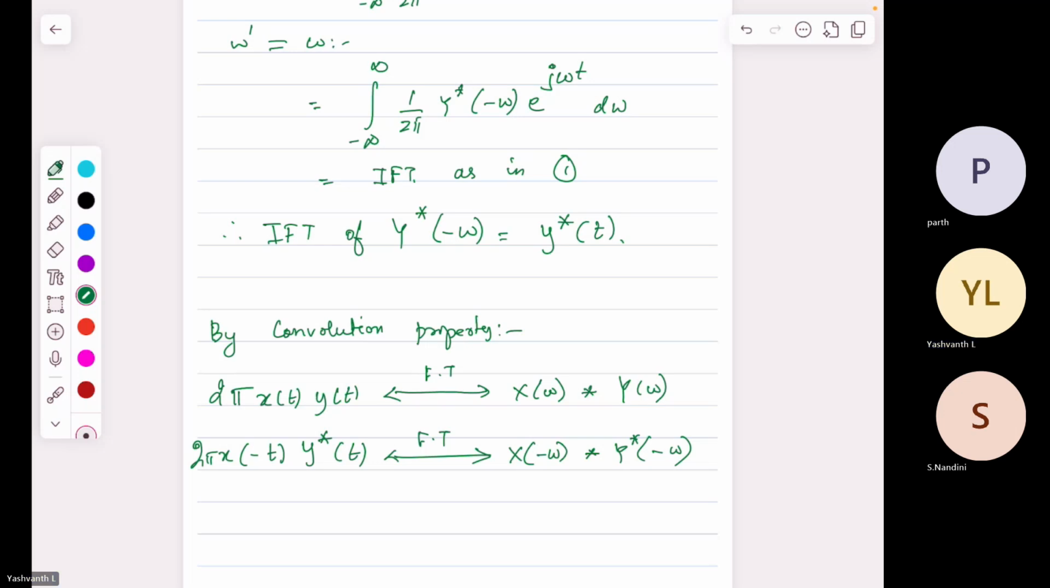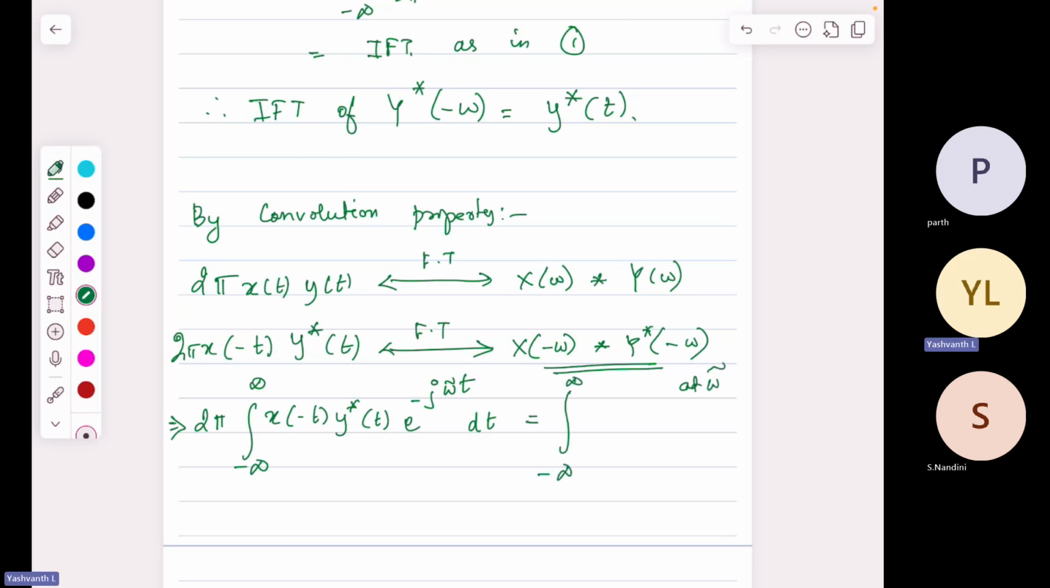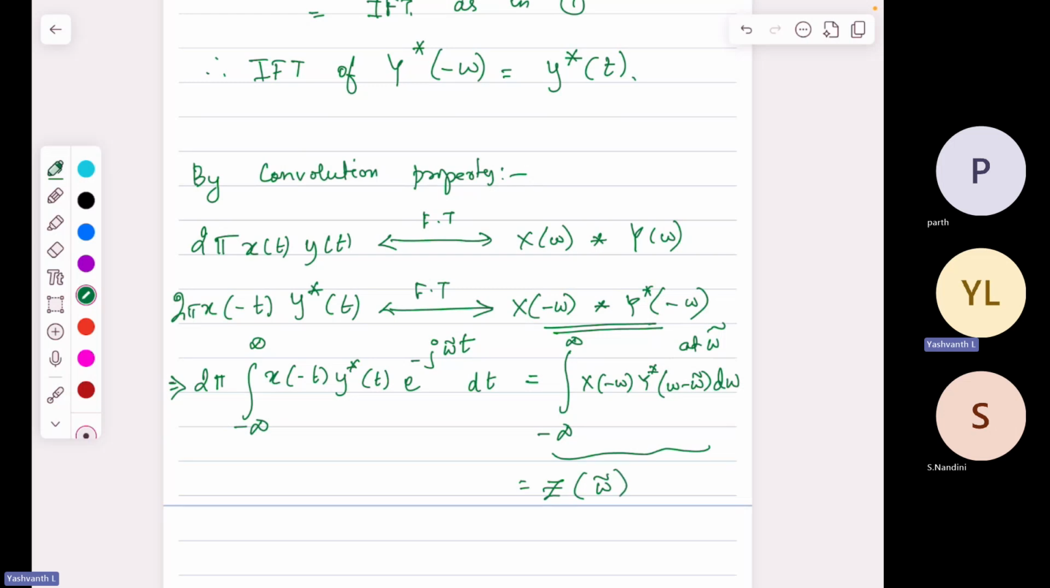Nothing. Just apply the definition. What is the definition? This implies 2 pi into integral from minus infinity to plus infinity of x of minus t into y conjugate of t into e power minus j omega tilde t dt is nothing but this convolution at omega tilde. That is nothing but, minus infinity to plus infinity, x of minus omega into y conjugate of omega minus omega tilde d omega. Is it clear? This is nothing but my convolution z of omega tilde.